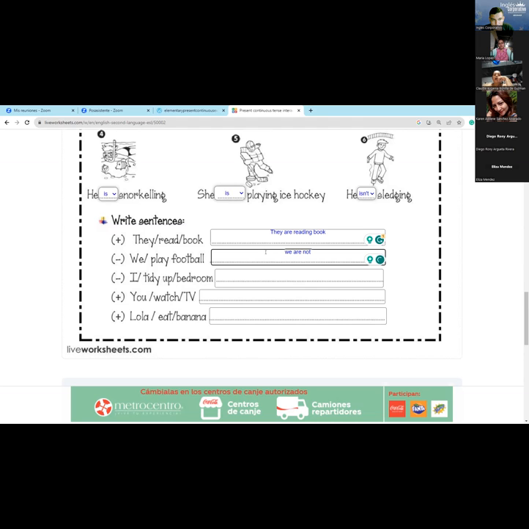We aren't. También se podría. Aren't playing football. I am tidying. I am not tidying. Ah, sí, I am not, ¿verdad? Perdón. I am not. Bedroom. Teacher, una pregunta. Adelante. Disculpe, ¿qué es tidying? Ordenar. Gracias.